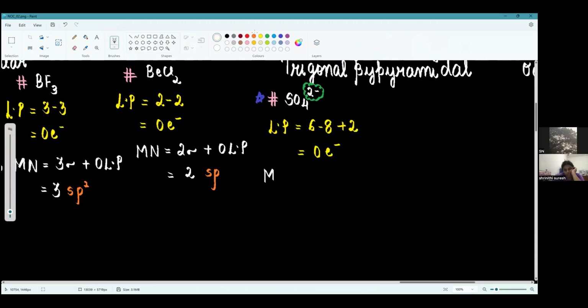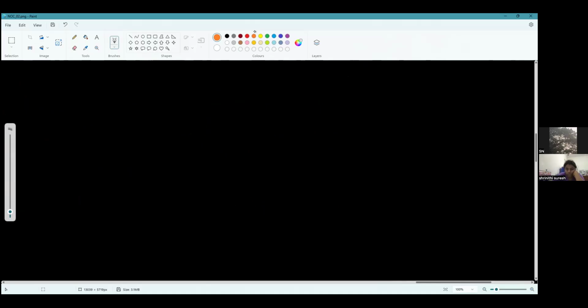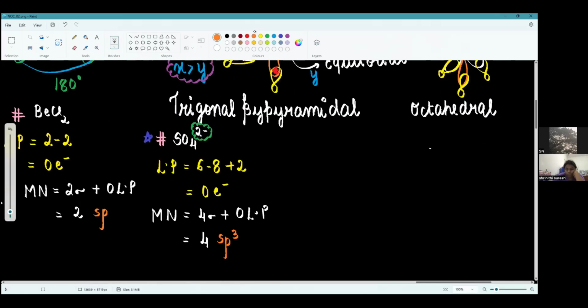Now find the Modi number. What will the Modi number be? How many side atoms are there? 4 side atoms, right? So 4 sigma will be there and lone pair is 0. So what will be the hybridization? The Modi number is 4, so the hybridization will be sp3.